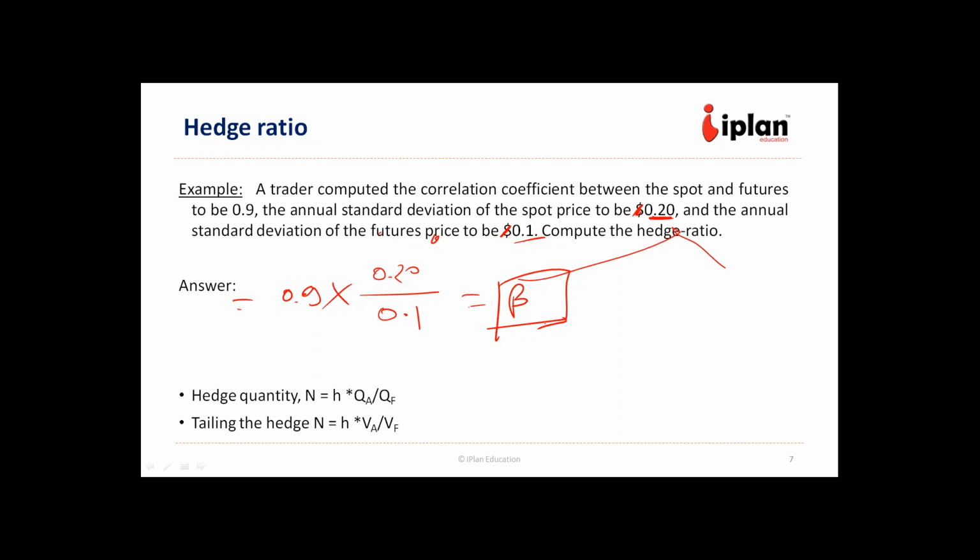See, normally the square root of the variance is the standard deviation, and the square of the standard deviation is basically the variance. Now, what is standard deviation? Standard deviation is basically the measure of volatility.